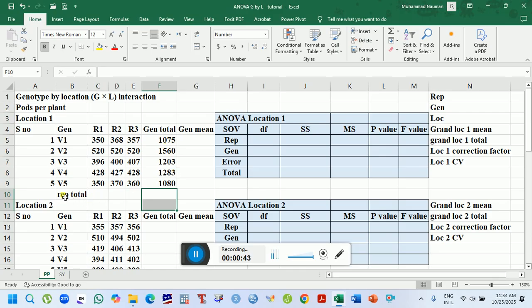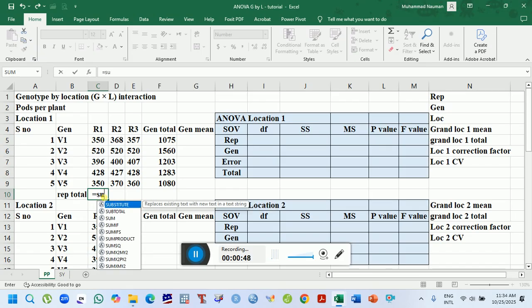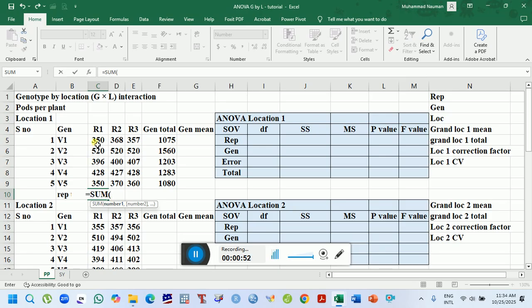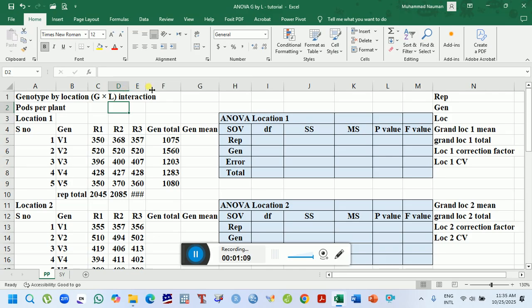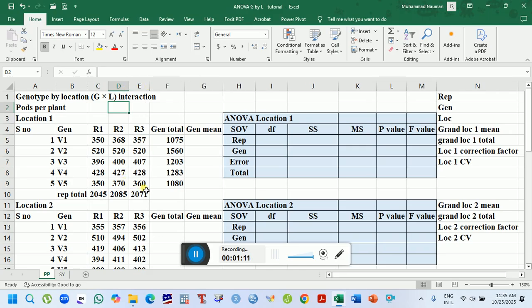Then we will calculate the reps total. Type is equal to SUM, double click on sum, make selection, press enter and expand this selection to the relevant cells. Okay, do it in each location, same method.